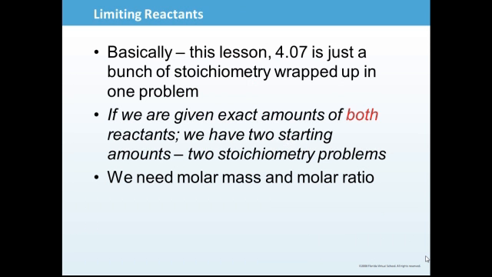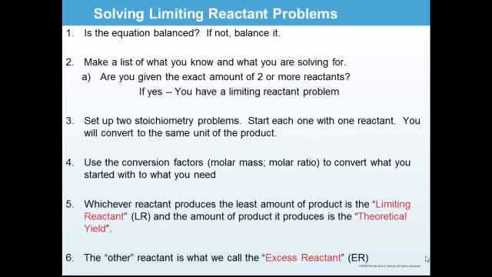Basically, 4.07 honors is just 4.07 with more stoichiometry. Yes, we are going to be doing more math. There's really not anything new to learn. It's just doing different types of math problems. More stoichiometry. Remember, with limiting reactants, it is when we're given the exact amount of both our reactants.